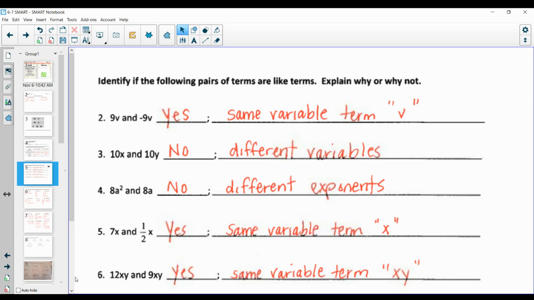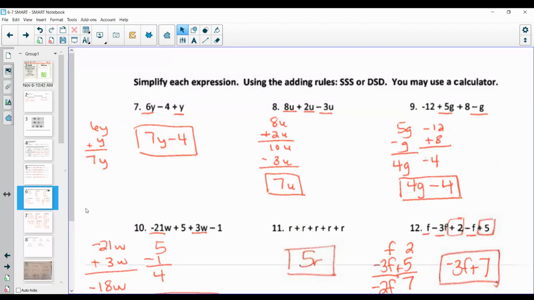They're not like terms. For number 5, you had x's. They are like terms, despite that one is just a regular 7, and then you have a fraction. It doesn't matter since they both have that x variable term. They're like terms. And then finally, the last one was yes as well. They both have xy, so they are like terms. On to the next part.